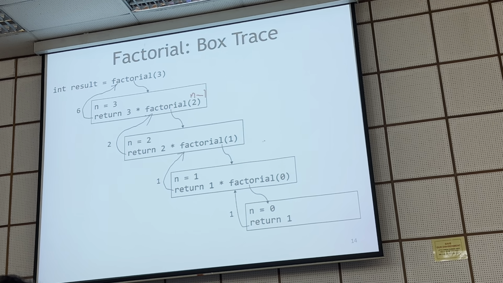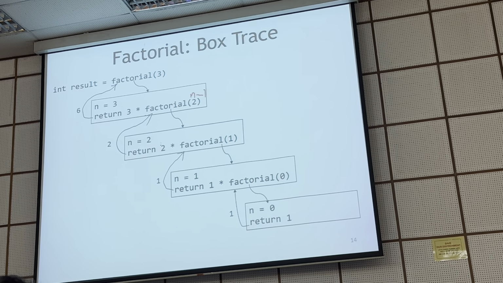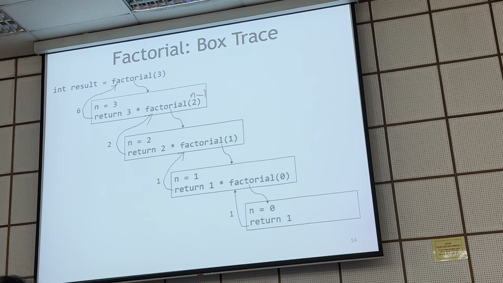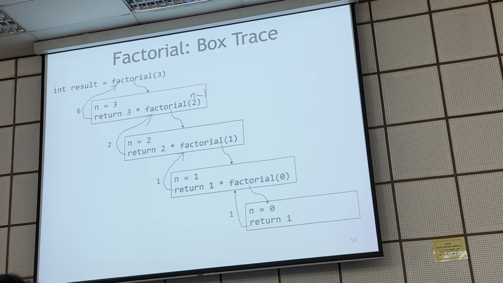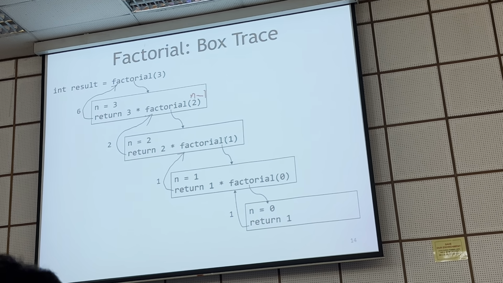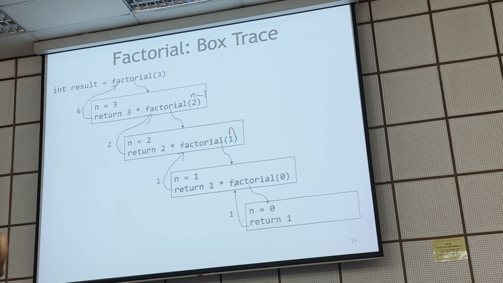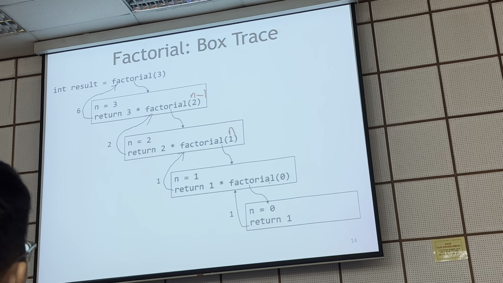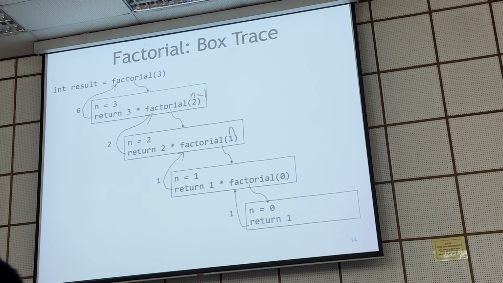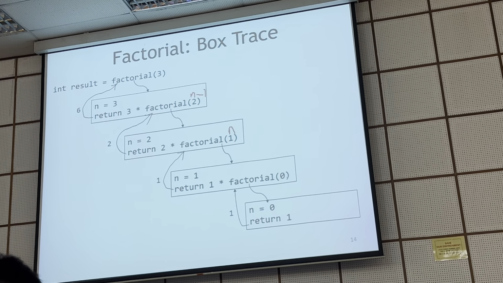So the next box, the next recursive call, is when n equals 2. Alright, so our return value will be 2 multiplied by factorial 1. So this is the n value. So n equals 1. And what is the factorial 0? When n is 0, we return 1. Okay, so 1 is the result.